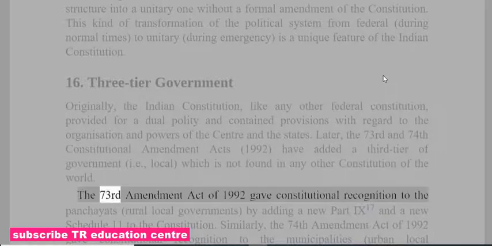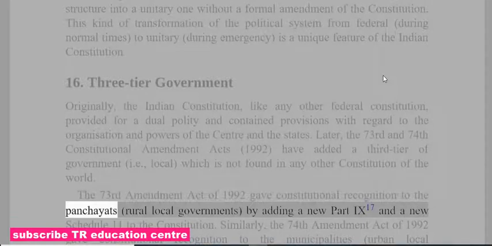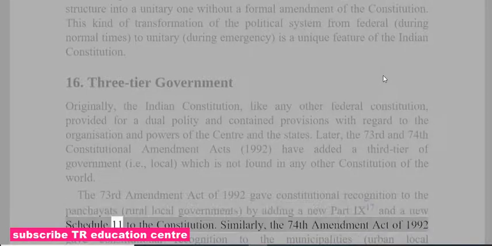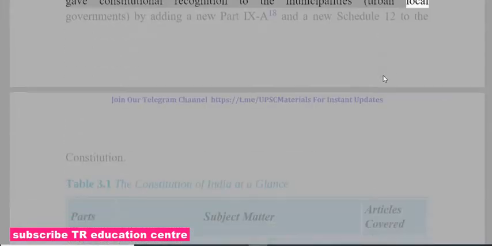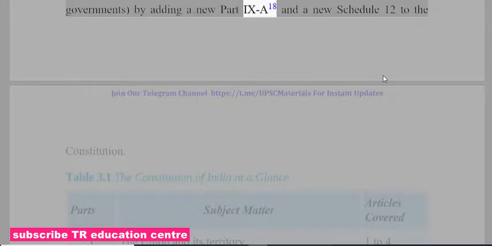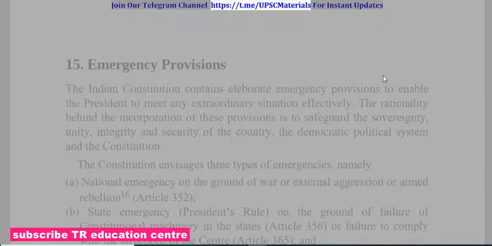The 73rd Amendment Act of 1992 gave constitutional recognition to the panchayats, rural local governments, by adding a new Part 9 and a new Schedule 11 to the Constitution. Similarly, the 74th Amendment Act of 1992 gave constitutional recognition to the municipalities, urban local governments, by adding a new Part 9A and a new Schedule 12 to the Constitution.